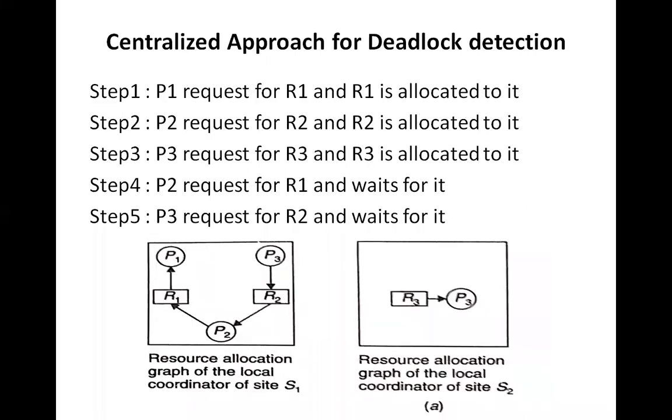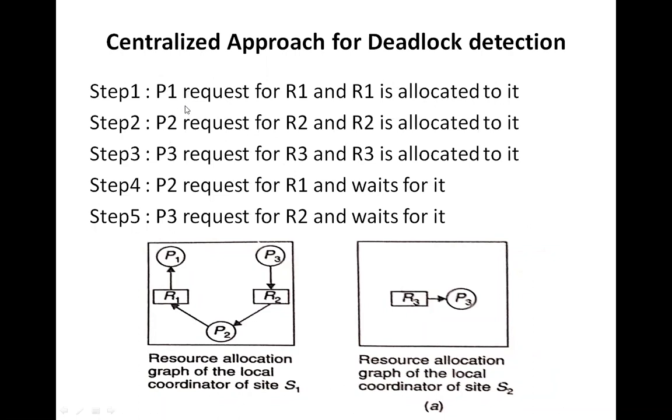So let us go with an example to have an idea of what the centralized algorithm for deadlock detection is. Now let us consider that we have three processes, P1, P2, and P3, and we have three resources, R1, R2, and R3. And these three processes, P1, P2, P3, are competing for the resources R1, R2, R3 in the following manner.